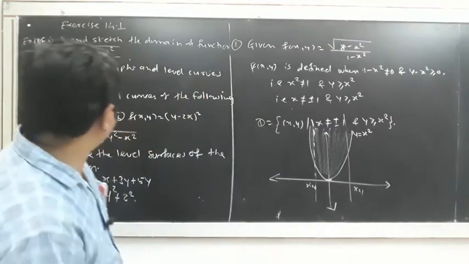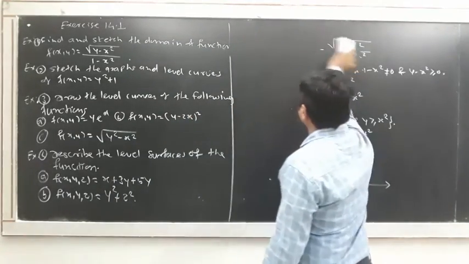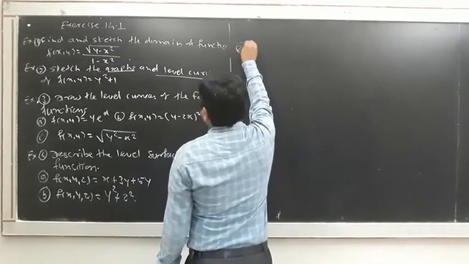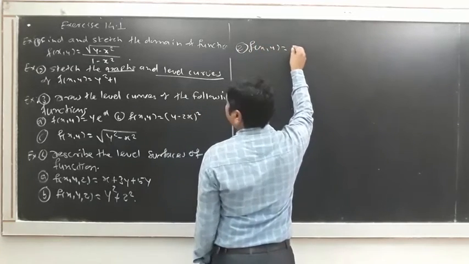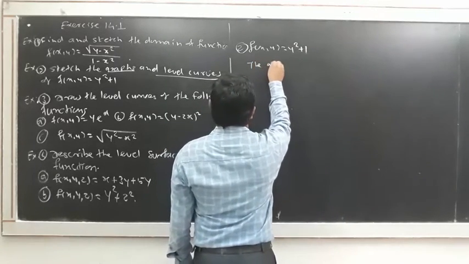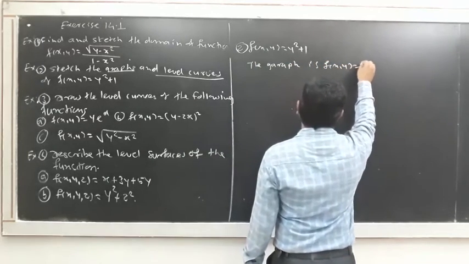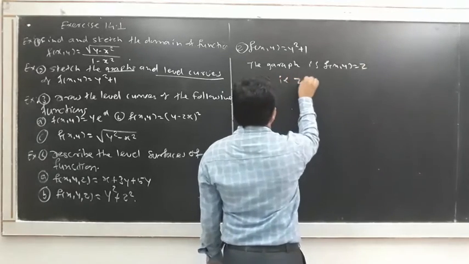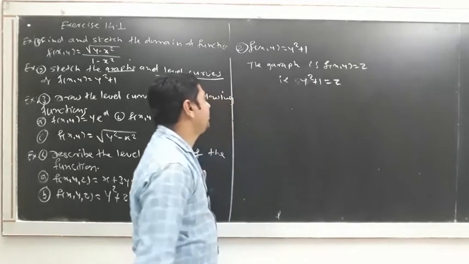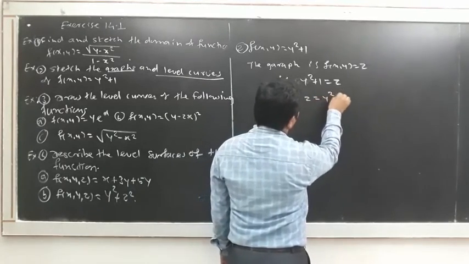Getting this? So similarly we have to solve the second example. Sketch the graph and level curves. So what we have to solve? Second example, f of xy is equal to y square plus 1, as given. We have to draw the graph. The graph is f of xy is equal to z. That is, y square plus 1 is equal to z. Okay. So what we are getting? That means z is equal to y square plus 1.